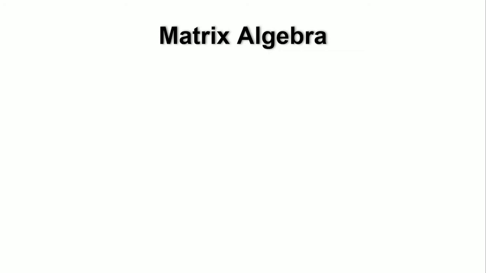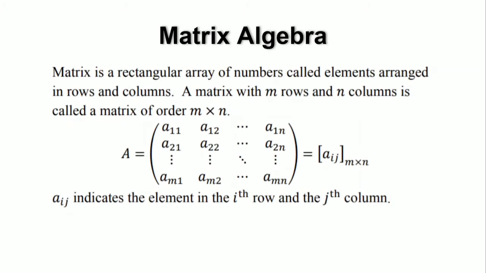Let us recall what matrix algebra is before we discuss elementary row operations. A matrix is a rectangular array of numbers called elements, arranged in rows and columns. A matrix with m rows and n columns is called a matrix of order m times n. Let us discuss this matrix A. This element A12 indicates that it is in the first row and second column. Another element, A21, indicates that it is in the second row and first column.